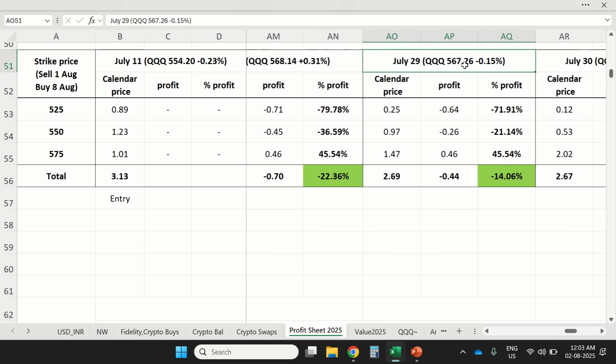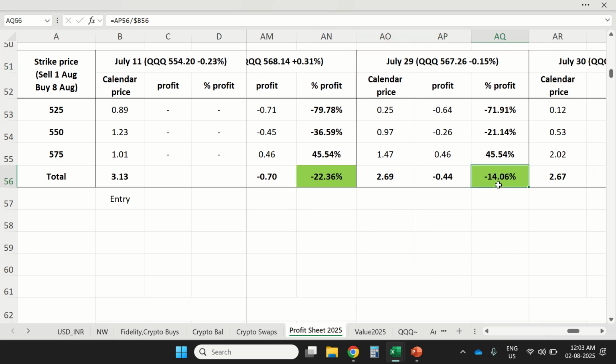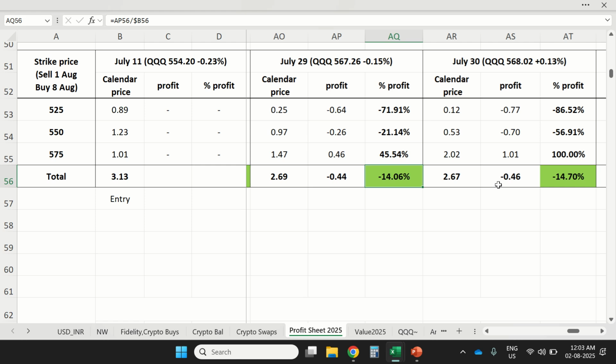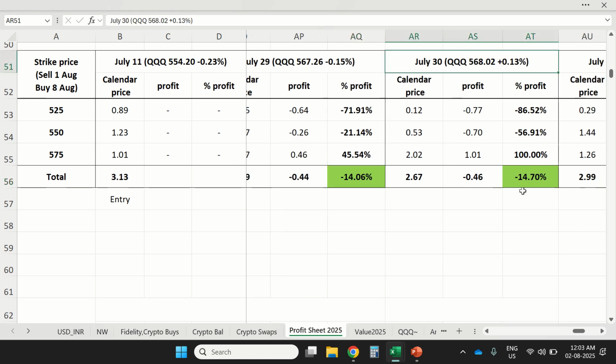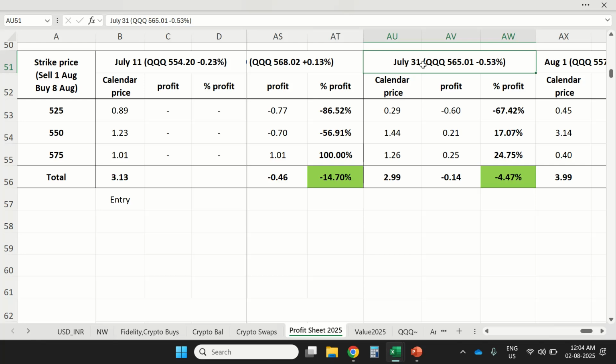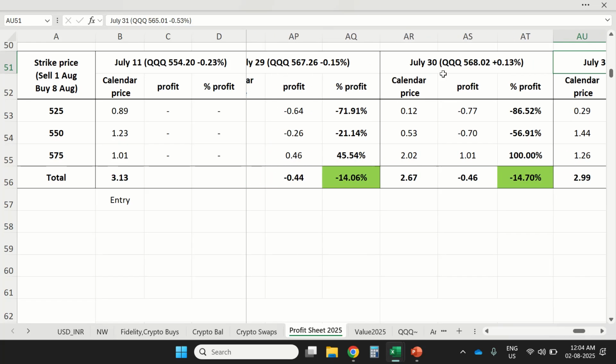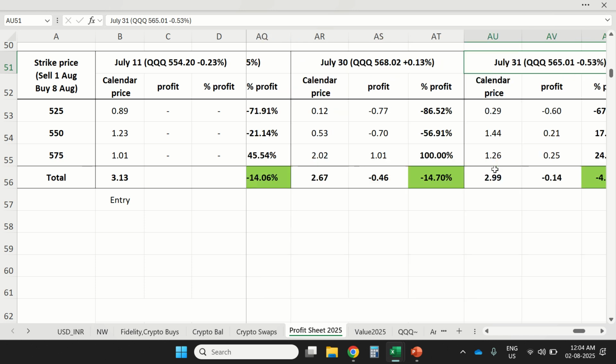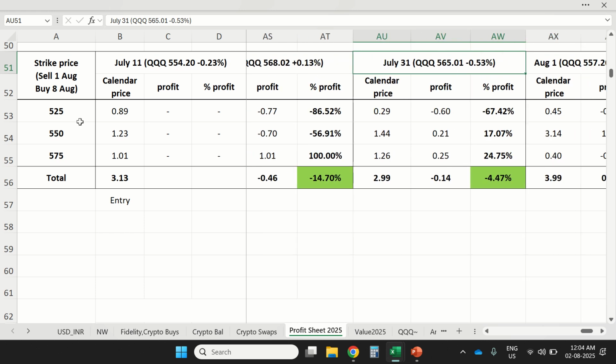On July 29th, the loss recovered and it was down to 14.06%. On July 30th, it was in a loss of 14.7%. July 31st, QQQ went down. So you can see whenever QQQ is going up, the loss is increasing. But if it is falling, basically it is going within this tent area, this middle part, and the loss went down to 4.47%.